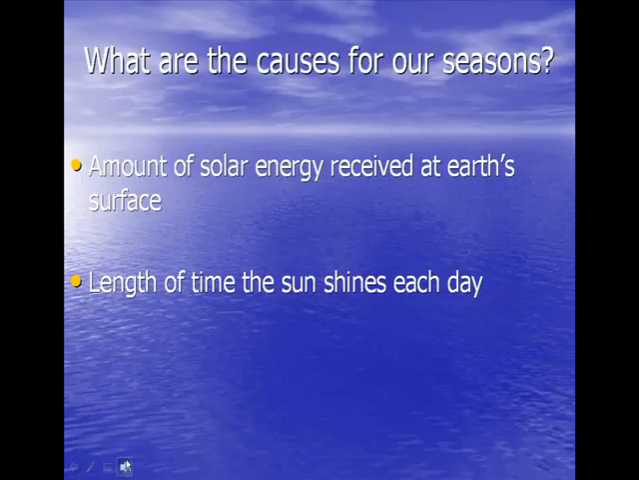So, what are the causes for our seasons? Well, one thing is the amount of solar energy received at the Earth's surface. We learned from the previous chapter, Chapter 2, that solar energy coming into the Earth is responsible for warming the Earth. We will also look at the length of time the sun shines each day. More energy available will tend to warm us up a bit more.